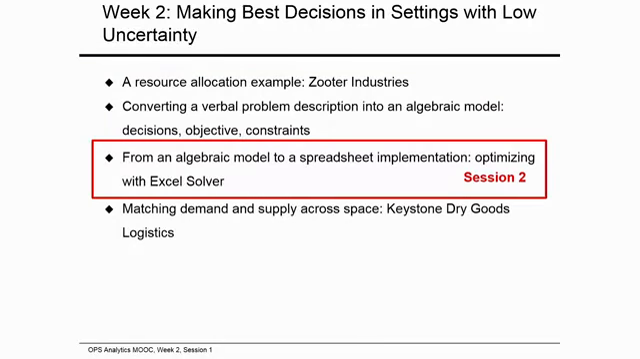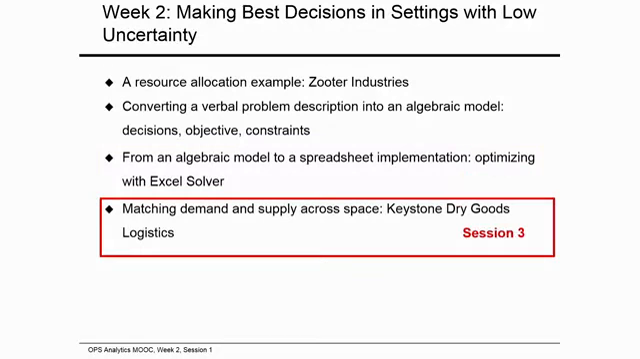In session 2, we'll convert the analytics model built in session 1 into a spreadsheet form and use an Excel add-in called Solver to find the best course of action. Finally, in session 3, we will model another decision frequently encountered in practice, a decision that involves shipping goods through a network of supply and demand locations. As in sessions 1 and 2, we will build an analytics model describing the network management problem, convert it into a spreadsheet formulation, and identify the best option using Solver.